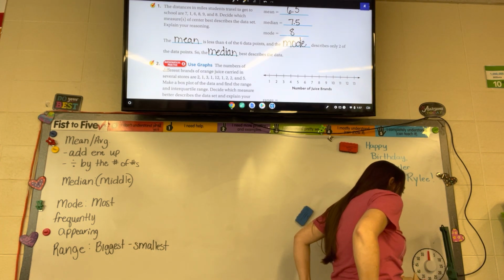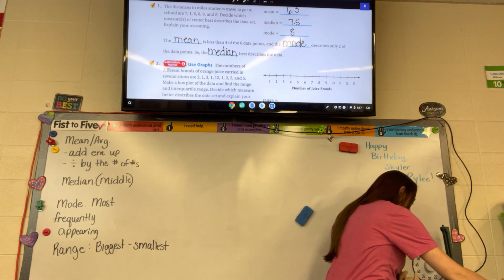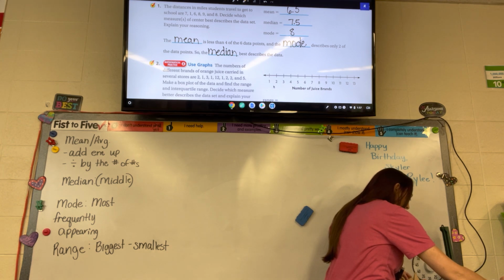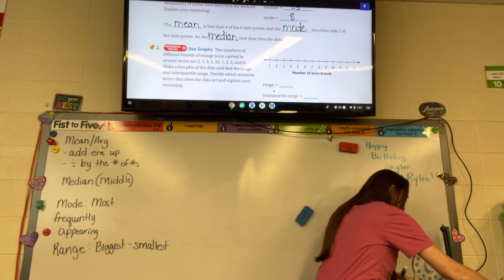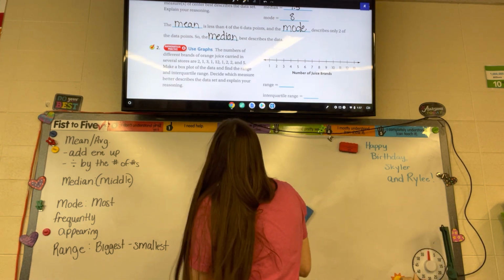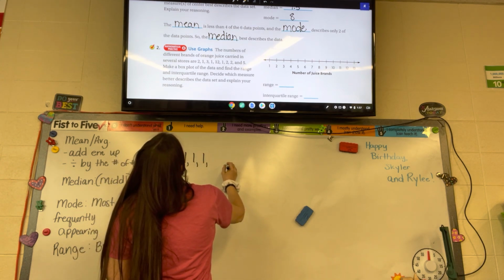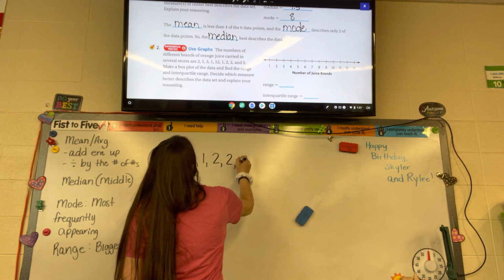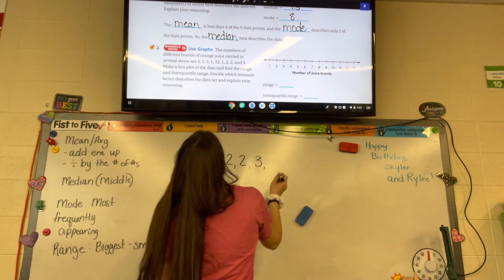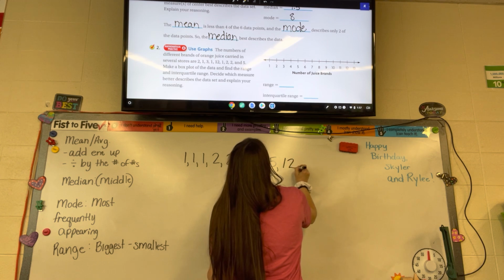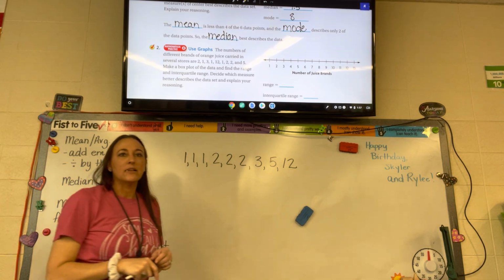The numbers of different brands of orange juice carried in several stores are: make a box plot of the data and find the range and interquartile range. Decide which measure of center best describes the data set. Okay, so first let's put them in order. We have 3 1s, 1, 1, 1. We have 3 2s, 2, 2, 2. We have a 3. We have a 5. And we have a 12. So there's 2, 4, 6, 8, 9. Okay, so that's all of them.